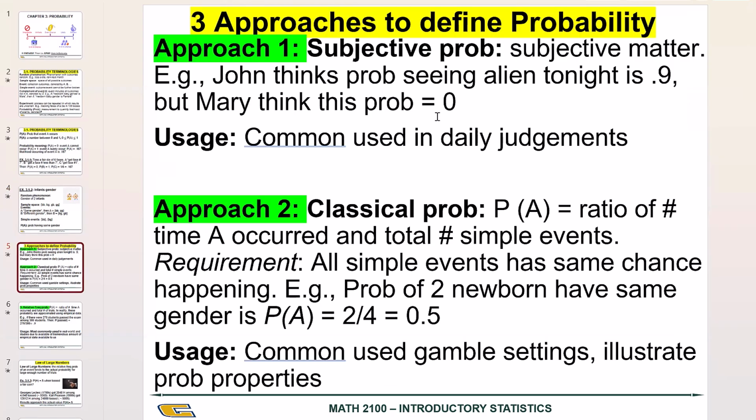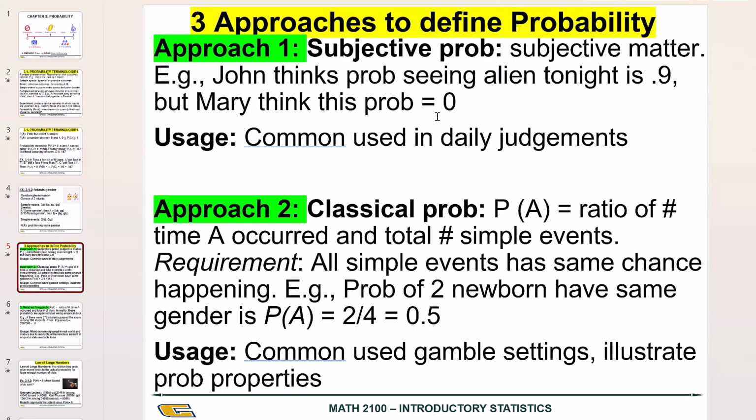So for approaches to define probability, we have a different way to look at probability. One approach we call subjective probability. So this is a subjective matter. Actually, we do use it a lot in our daily life, right? Say for example, like John, he's kind of a Star Wars fan, so he may think that the probability he's seen a lion tonight is 0.9. But Mary, she's not a big fan of Star Wars, so she thinks it's 0.